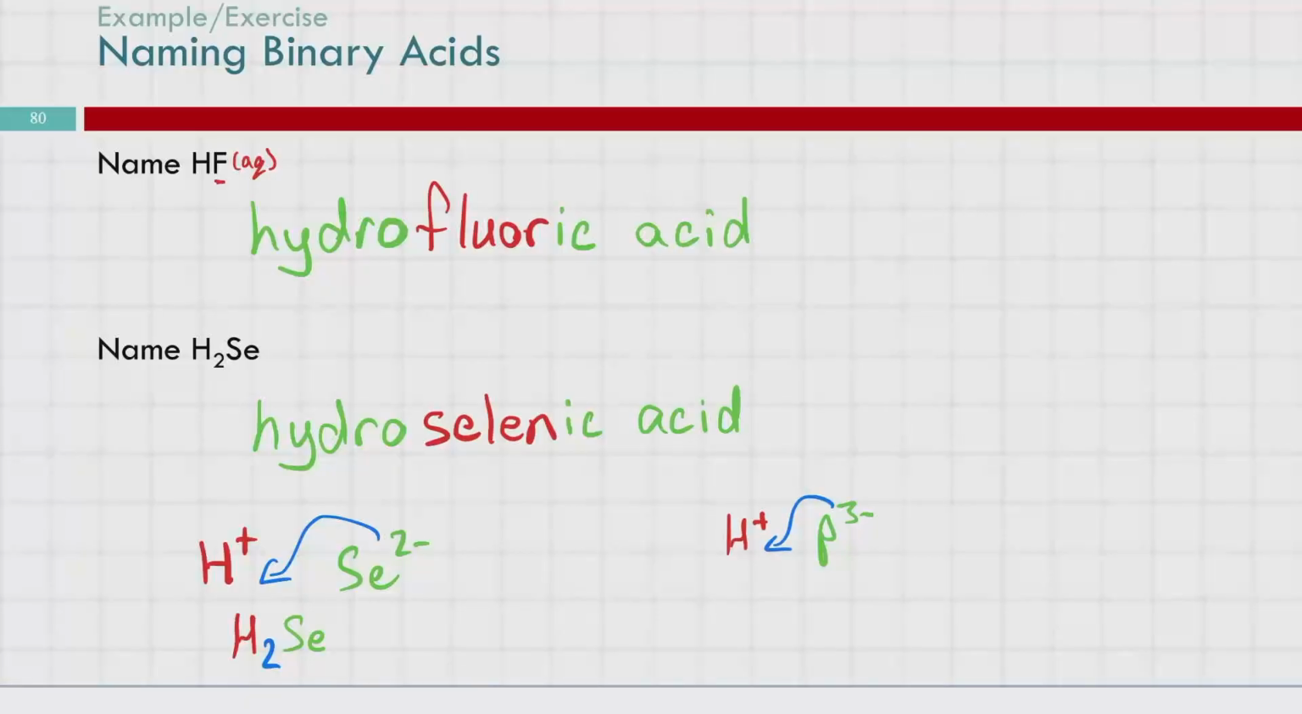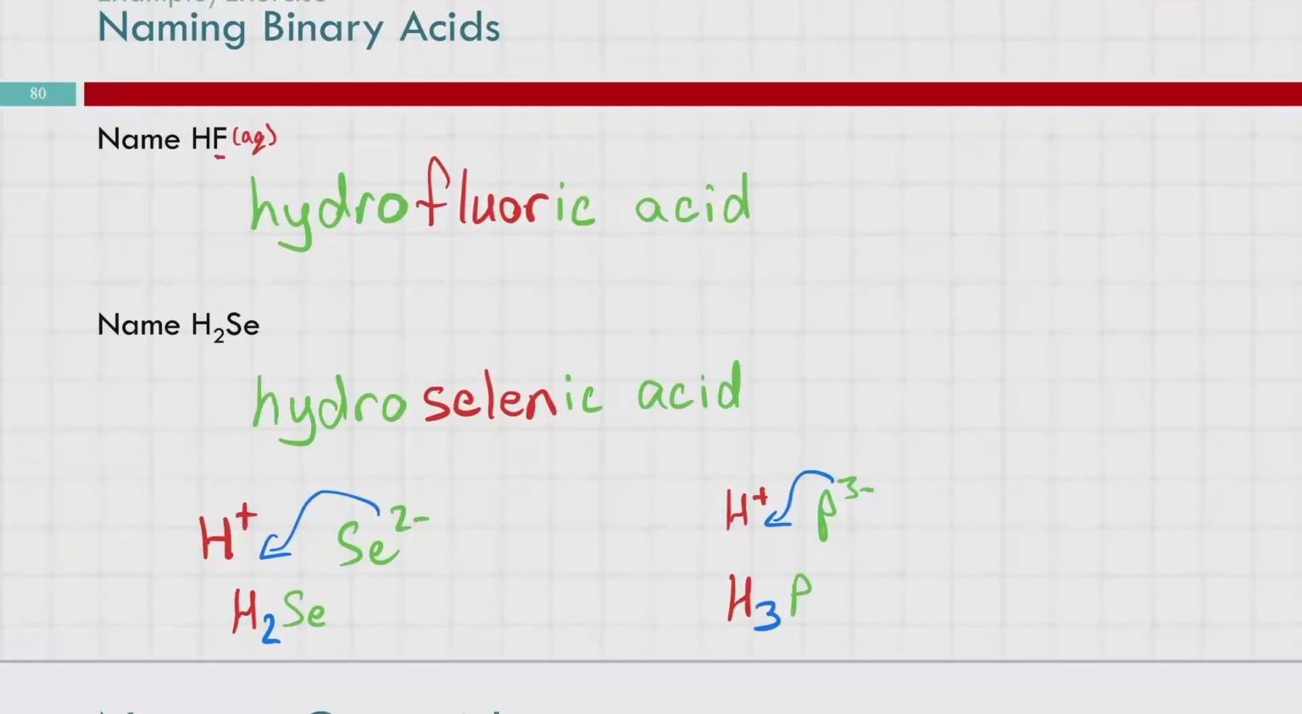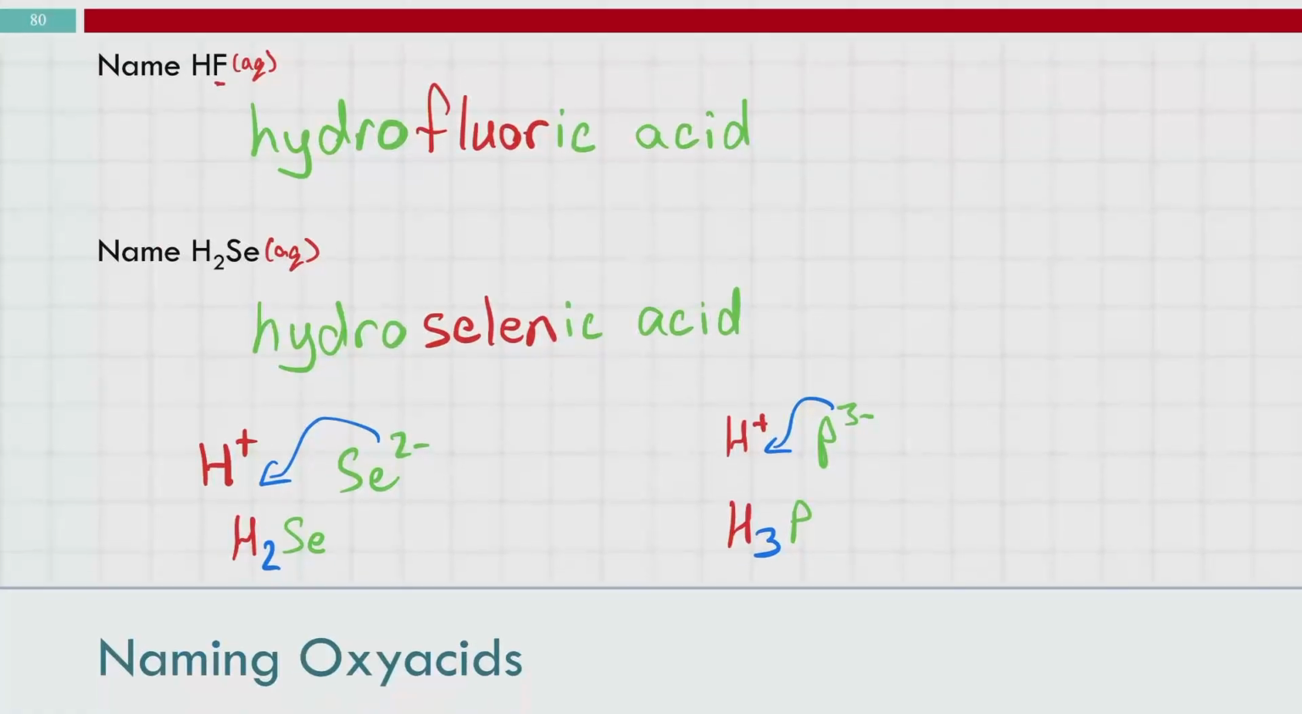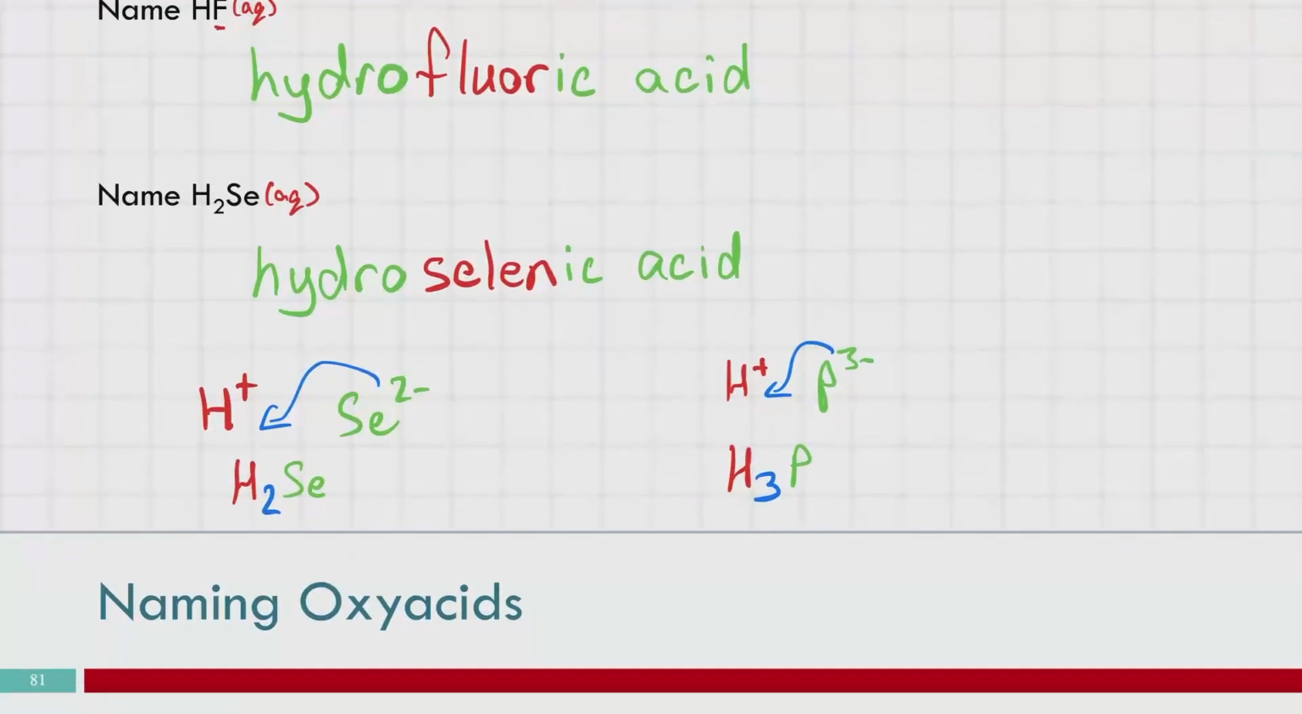Like this. So we'd have H3P, which would be hydrophosphoric acid, assuming it exists. One of the fun things about nomenclature is that we can make up names for things that aren't real, that don't exist, which is awesome because then you look them up on the internet and you're like, what? This doesn't exist. Yeah, but we can still play with the names. It's fun hypotheticals.